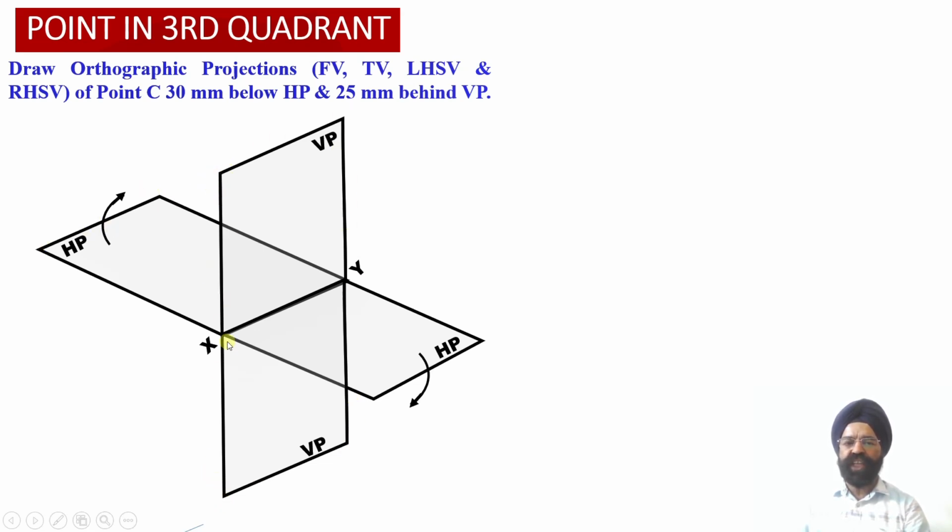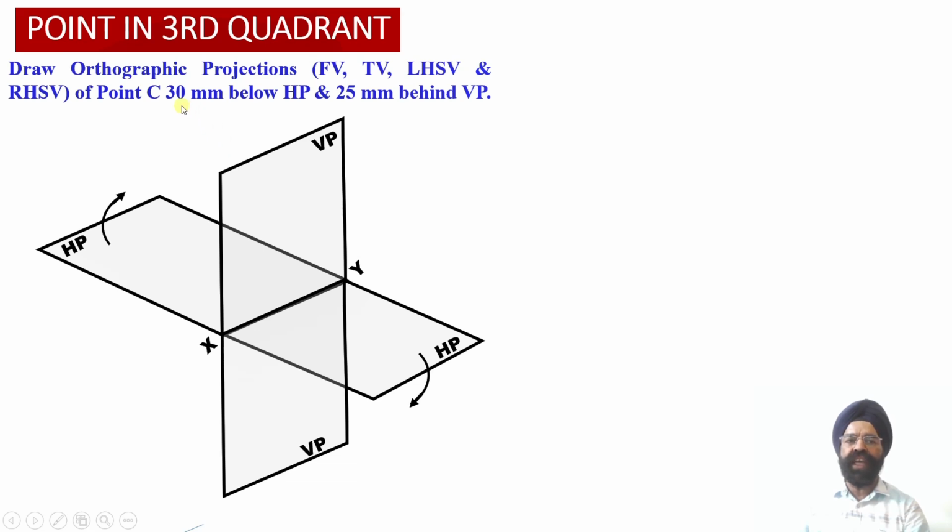Now we can check this portion of the vertical plane lies above the horizontal plane. This portion of the vertical plane lies below the horizontal plane. So this is going to be our third quadrant. That is, in this third quadrant, the object will be lying below the horizontal plane and behind the vertical plane.